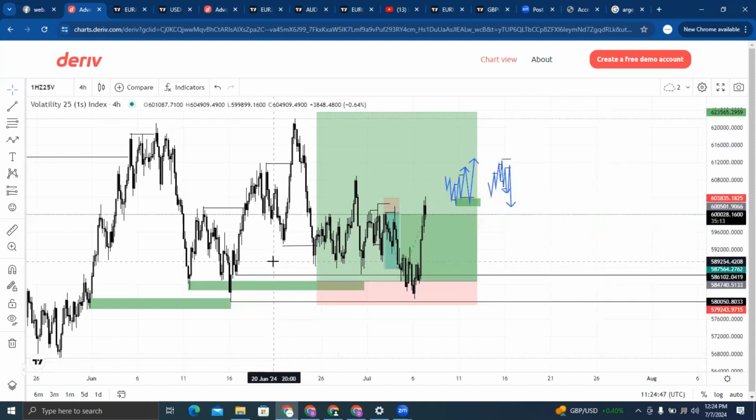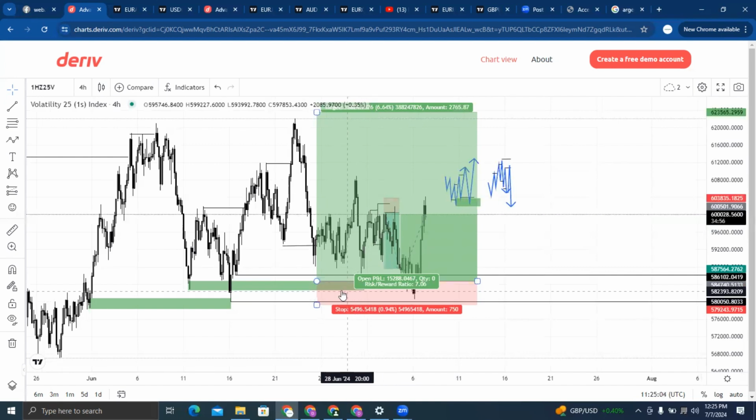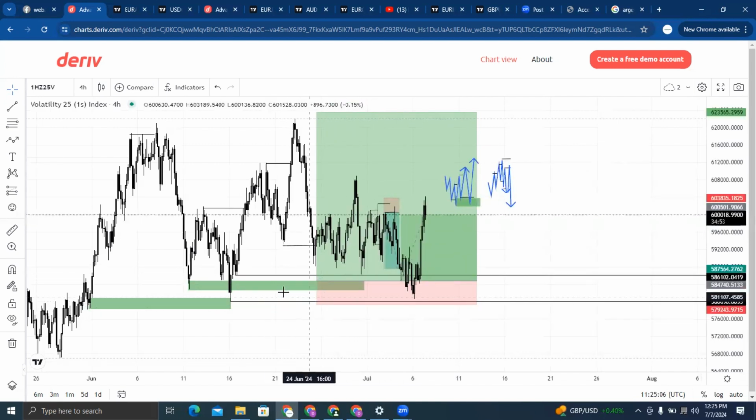So for you to know the right zone, I'm going to create a video next where I'm going to show you in depth how I pick out the right zone. But just for you to understand why price actually came to this point: before price broke structure here, it created this inducement.